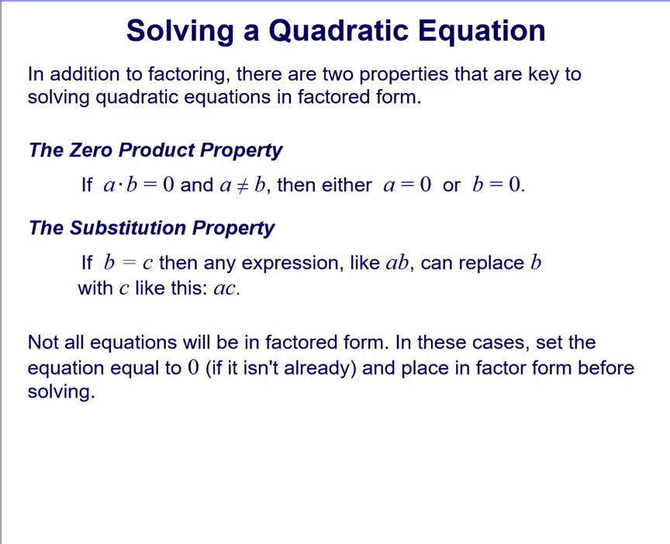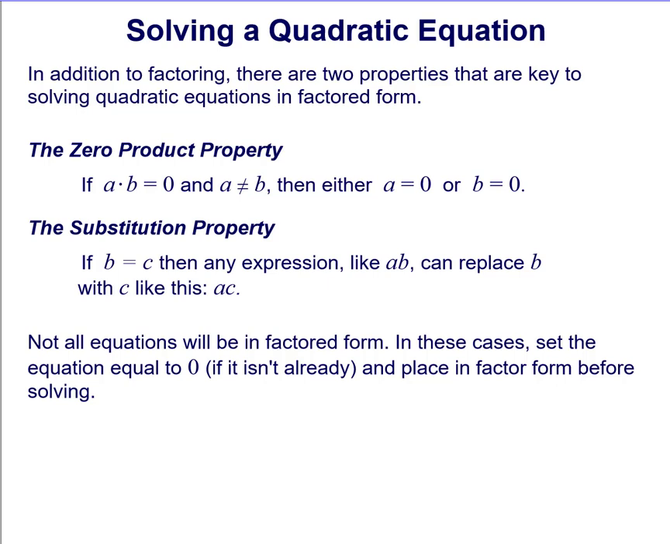Solving a quadratic equation. In addition to factoring, there are two properties that are key to solving quadratic equations in factored form. One is the zero product property, and it goes like this. If a times b equals 0 and a does not equal b, then either a has to equal 0 or b has to equal 0.